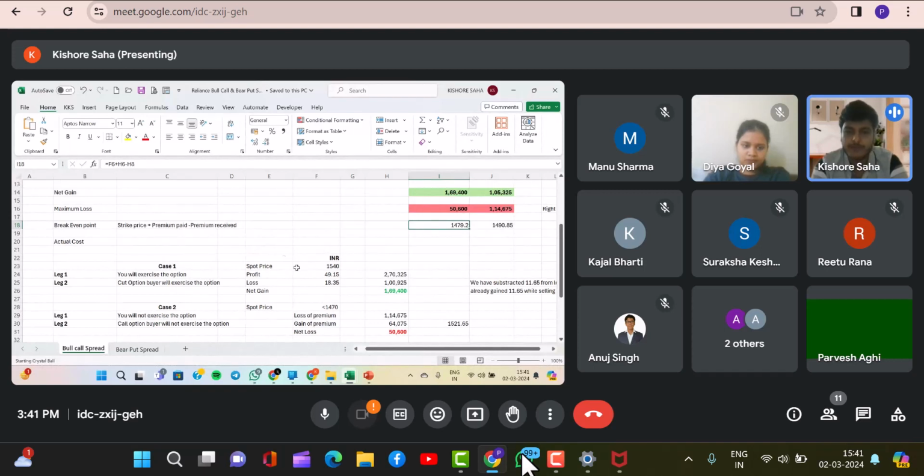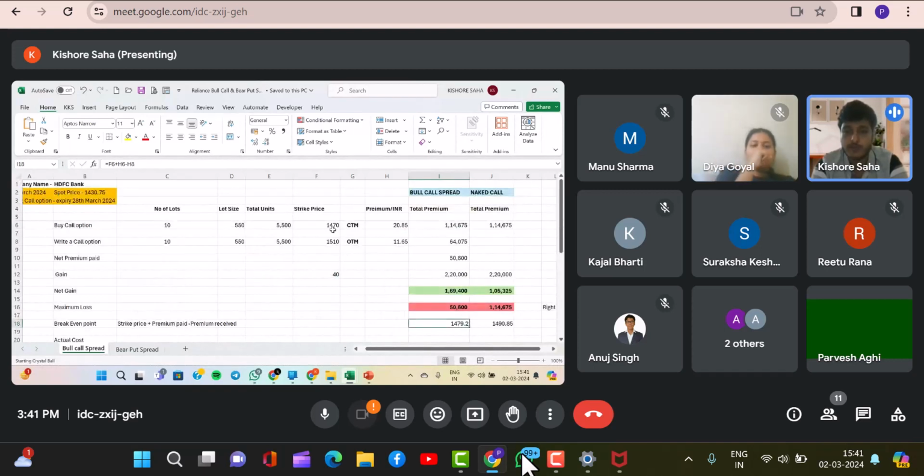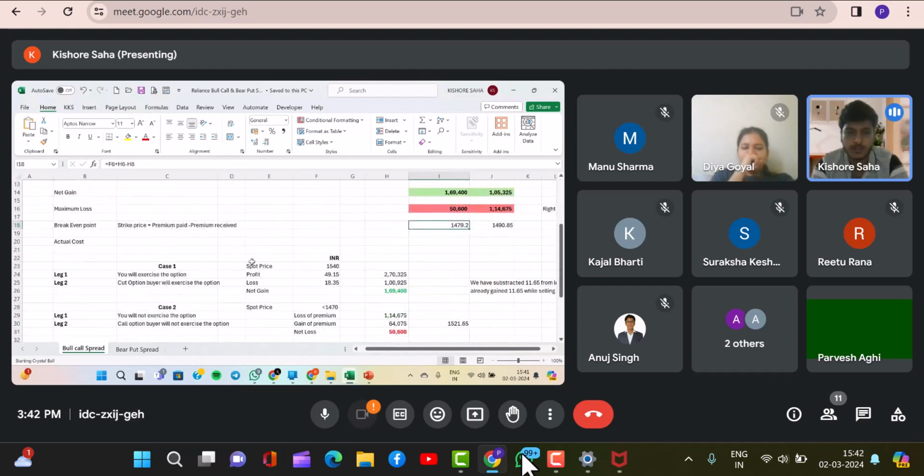Let's see case one. If my spot price is 1540, my strike price is 1470 and the call option strike is 1510. Obviously, I will exercise the option, and the call option buyer will also exercise the option. So I have a profit of 2,70,000, and because the call option buyer will exercise the option, I will have a loss of 1 lakh rupees here. So my net gain would be this.